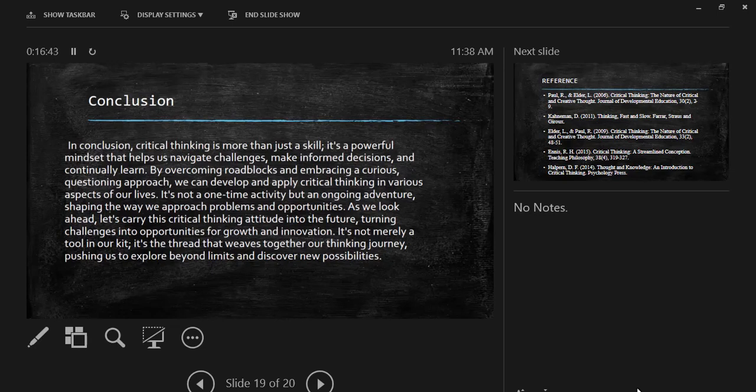As a conclusion, I mentioned what critical thinking really means: it's thinking clearly and fairly, and its aim, and what prevents us from thinking critically. And I mentioned some of the strategies to overcome these barriers. It's not merely a tool in our presentation. It says that critical thinking is not just a skill, it's a way of thinking, it's a way of our life. So this is it. If you have any questions.